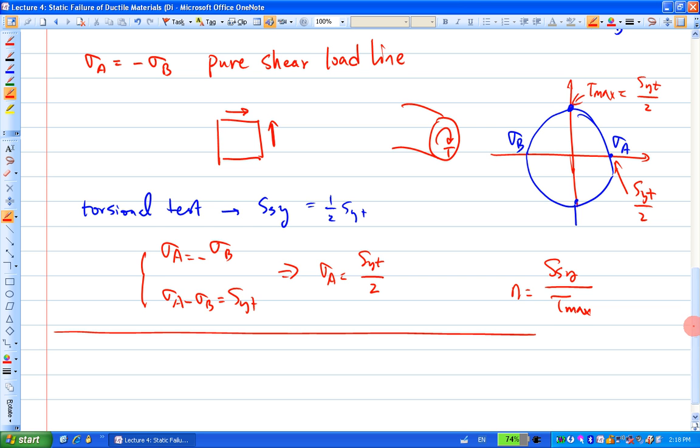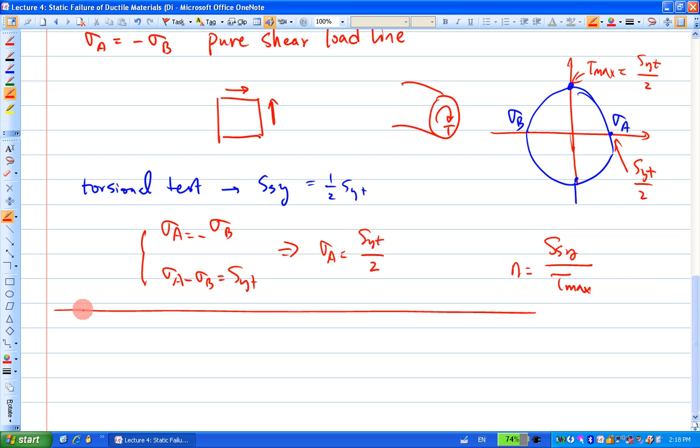Okay, so this is MSS. Now let's look at the second theory, distortion energy theory.